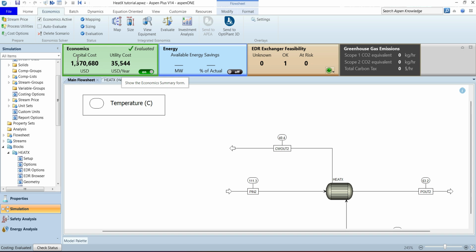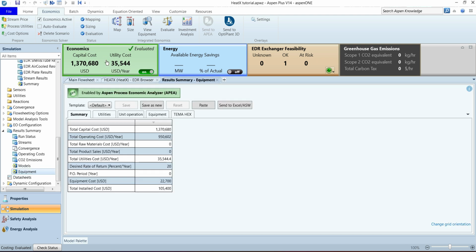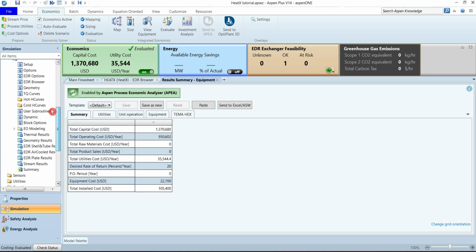This is the first outlook of the cost. The capital cost of this exchanger will be 1.3 million US dollars, and the utility cost per year will be 35,544. Let's click to view the details. Notice where the results are stored.